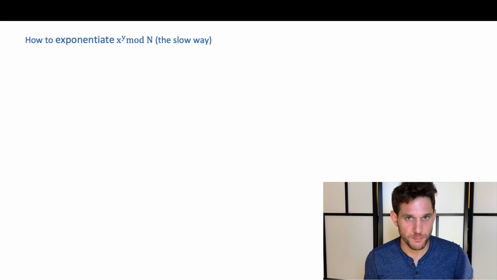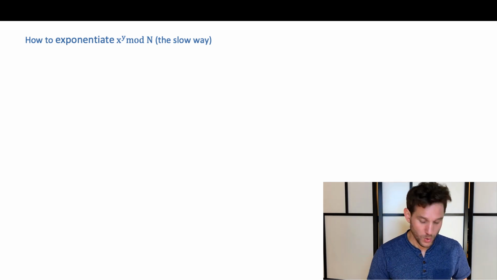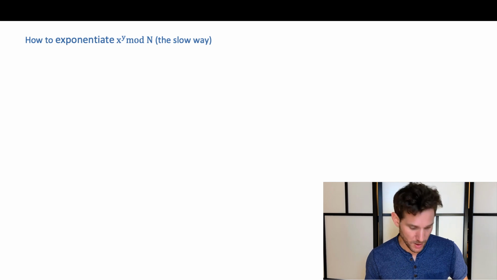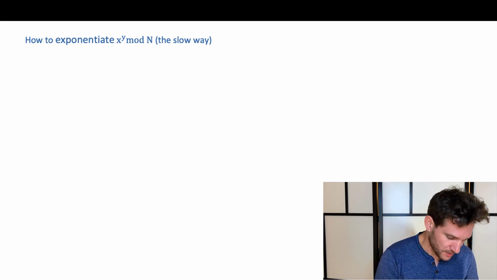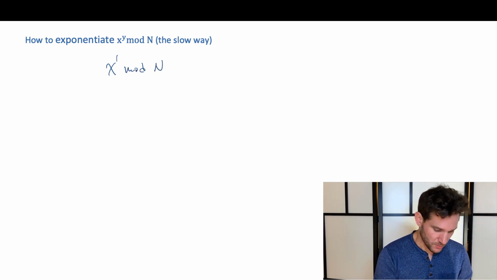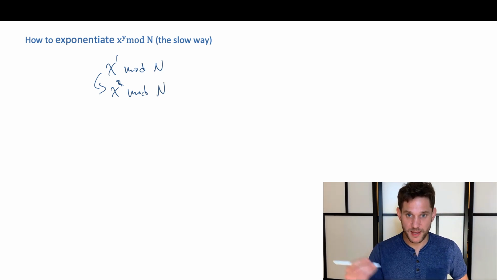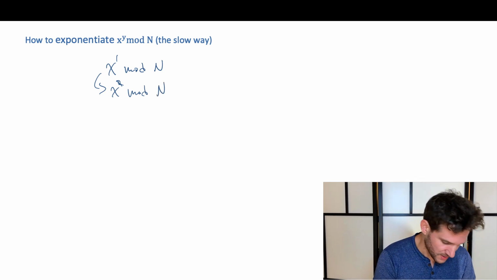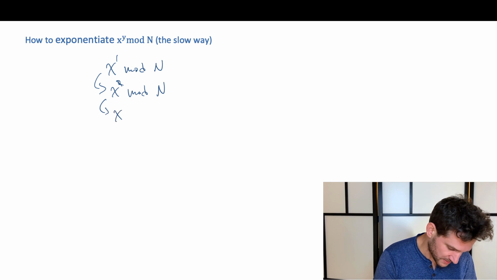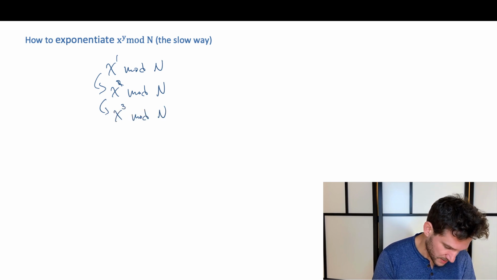I'm just going to quickly show you a bad idea for doing exponentiation. One way you could try to exponentiate x to the y mod n is to first get x mod n, x to the 1, that's easy. I just say that's x mod n, right? And then from there I can compute x squared mod n by just multiplying by x. That's an O of n squared operation. And from there, of course, I can get x cubed mod n, and so forth, all the way down to x to the y mod n.